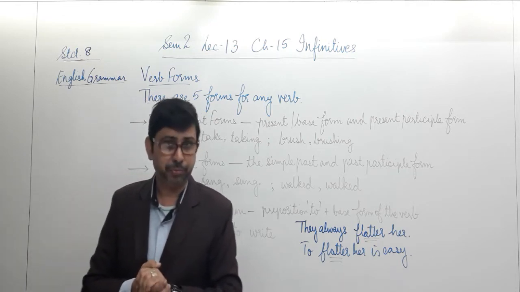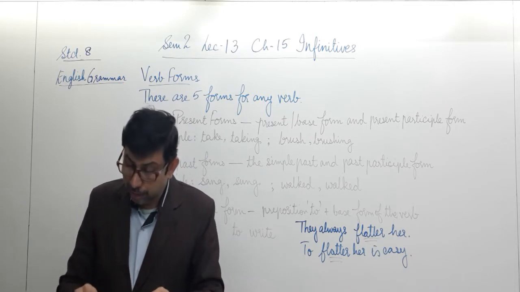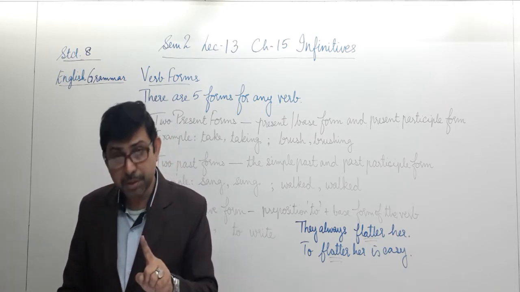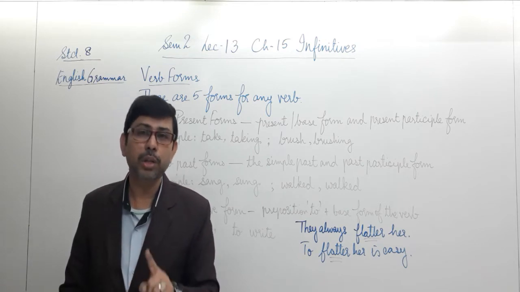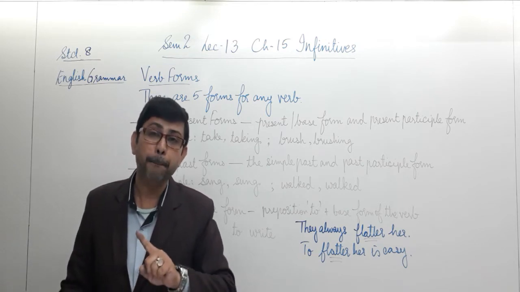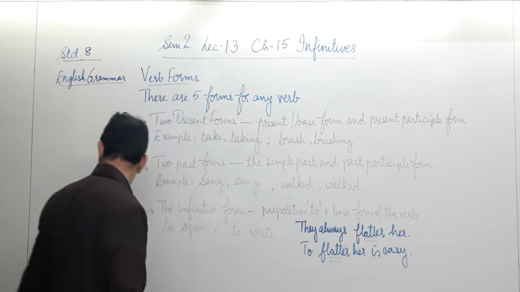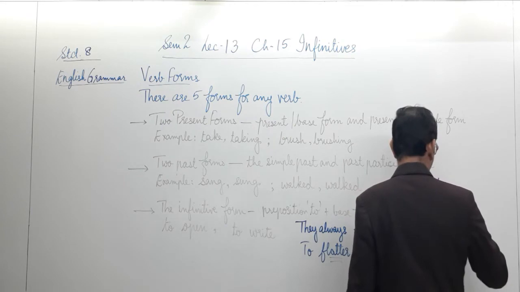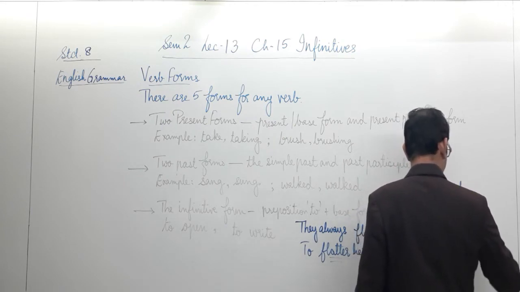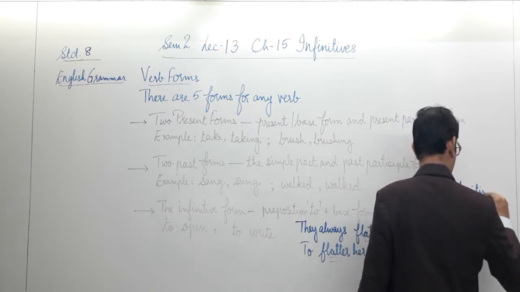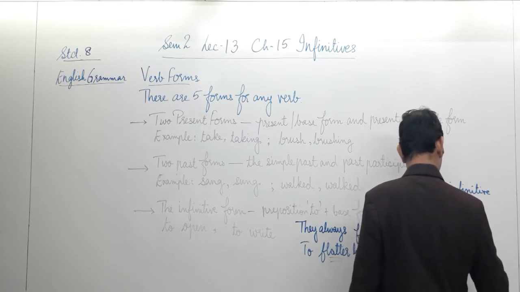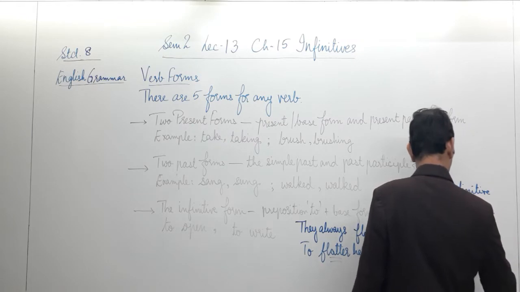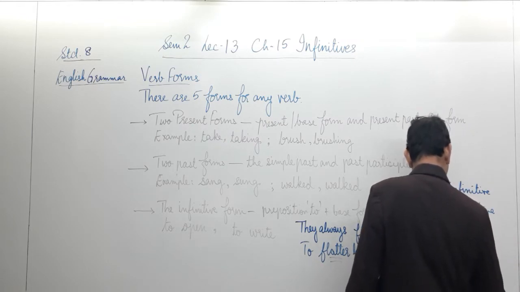The infinitive. As we already understood, the infinitive has two forms: the to infinitive and the zero infinitive, or what we also call the bare infinitive. Yes, B-A-R-E, bare infinitive. We've got two forms of infinitives: the to infinitive and the zero infinitive, or bare infinitive.